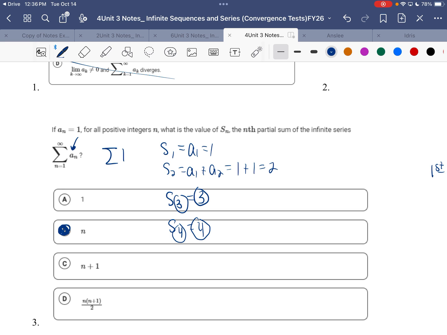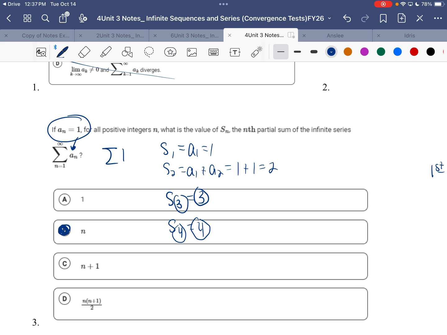You see? Wait, but how do you know what A of 2 was? All of the A's were 1. Oh. So A2 was 1, A3 was 1, A100 is 1. All of them were 1. So if I was adding up the first 100 terms, I'd have 100 ones adding together, which is 100.